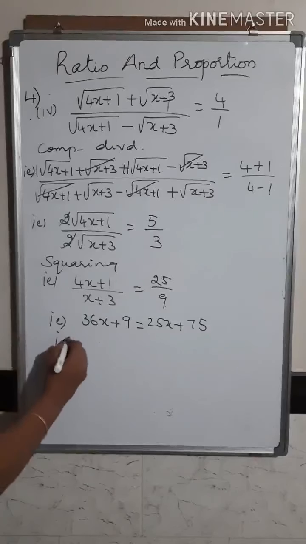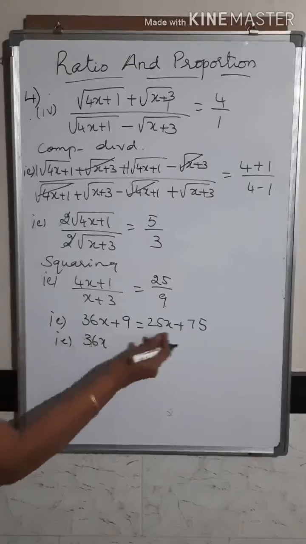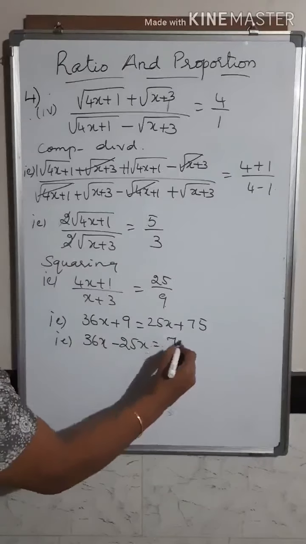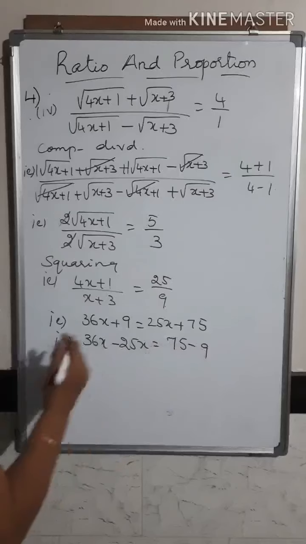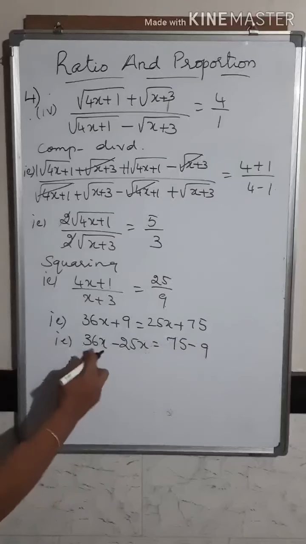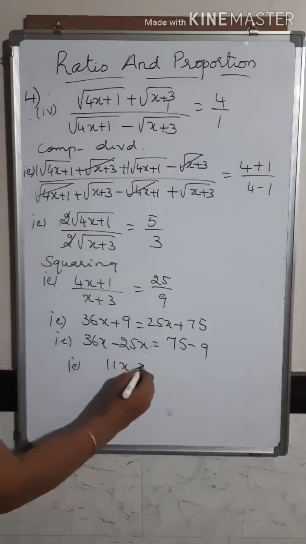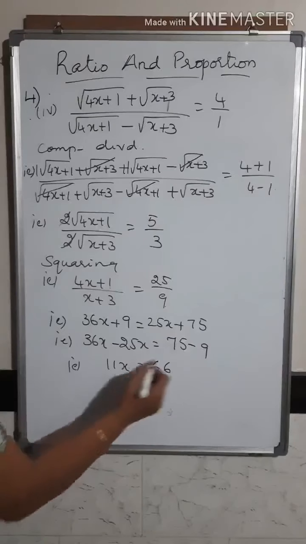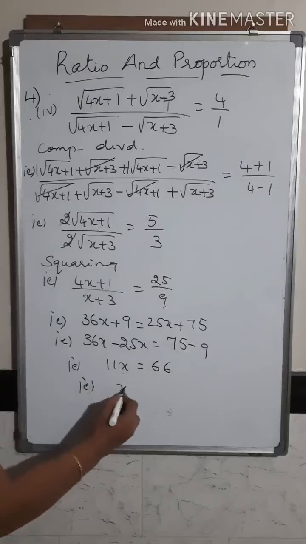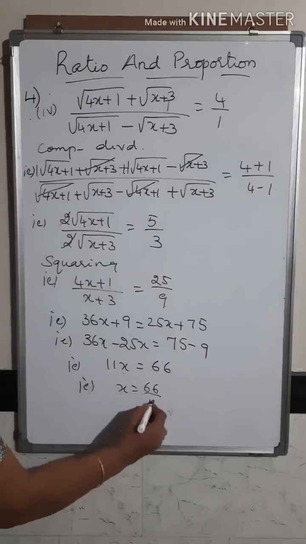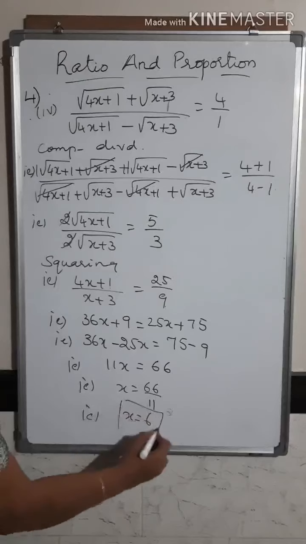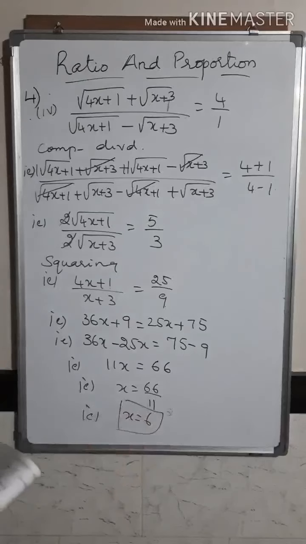So now get the terms to one side. 36x minus 25x is equal to 75 minus 9. So here you get 11x is equal to 66, or you get x is equal to 66 upon 11, or you get the value of x is equal to 6. So the solution of the equation is x is equal to 6.